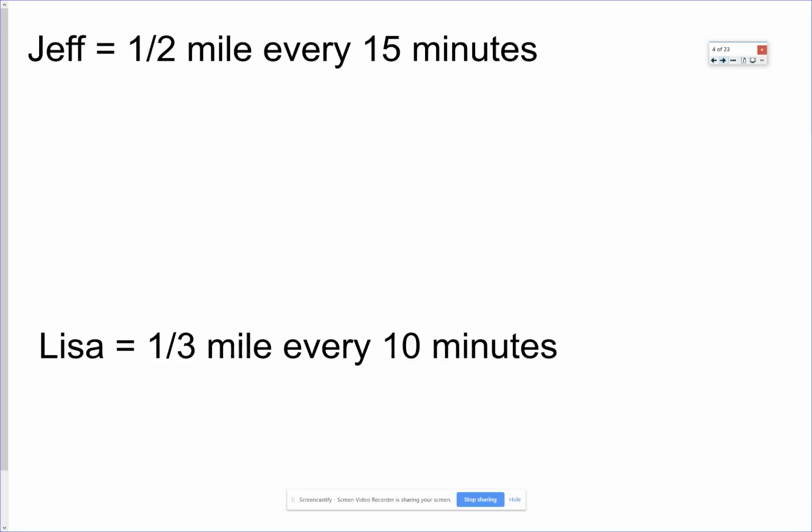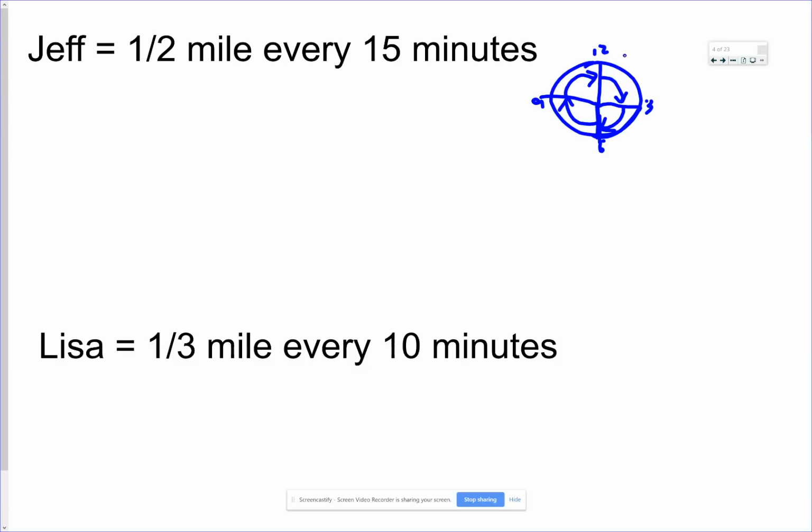All right, so here's Jeff, half a mile every 15 minutes. I don't know if it helps you to think of a clock this way, where every 15 minutes is when you would get to the 3 or the 6 or the 9 and 12. So 15 minutes is really a fourth of an hour. And then another 15 minutes would be right here, and then another 15 minutes there, another 15 minutes there. So you kind of think of it that way.